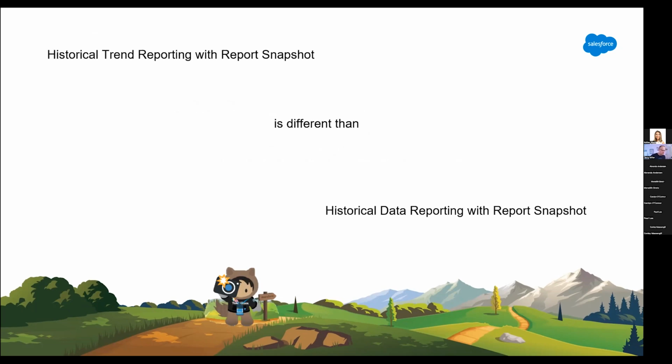This is the screen that I just wanted in here, because I was probably going down that path for about an hour before I figured out, oh, this is really different. So historical trend reporting with report snapshot is different than historical data reporting. So just be aware of that. And then I think I made an error yet. That is the end of my slide.